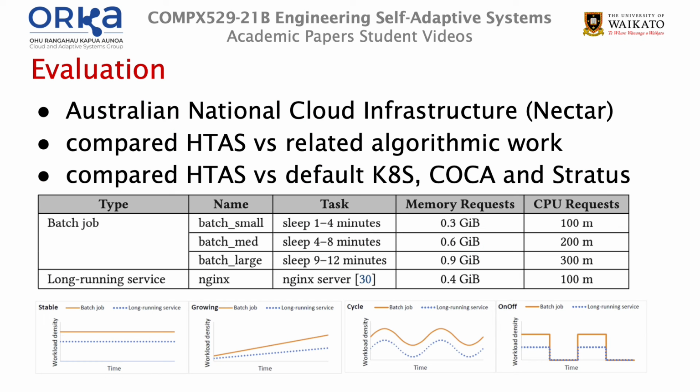In order to test this, they used the Australian National Cloud Infrastructure from Nectar. They said they're going to compare their HTAS to the related algorithmic work and to the default Kubernetes, COCA and Stratus algorithms that have come out of the box. And there you can see the batch types and the long-running service that we're alluding to, and the input to all of those systems, showing the stable, growing, cycle and on-off patterns.